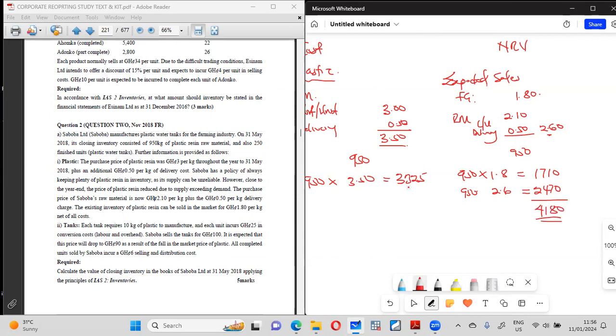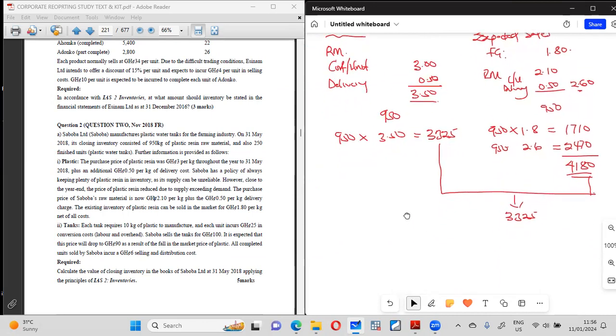In this case, I'm comparing these two things. Which one do you think I will select? Obviously, it will be what? 3325. So when it comes to the plastic, that is our picking.